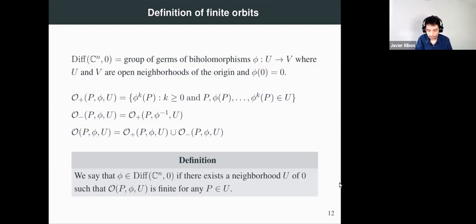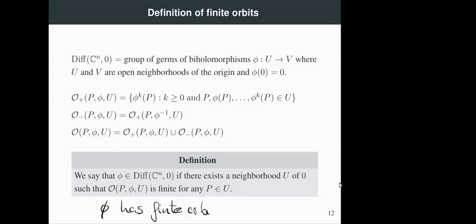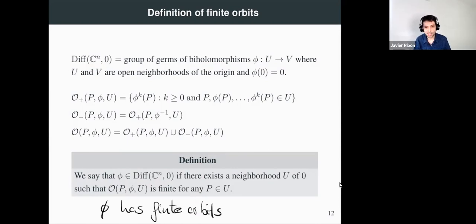So we can define this finite orbits property. We say that phi has finite orbits if there exists a neighborhood U of 0 such that the orbit is finite for any P in U.